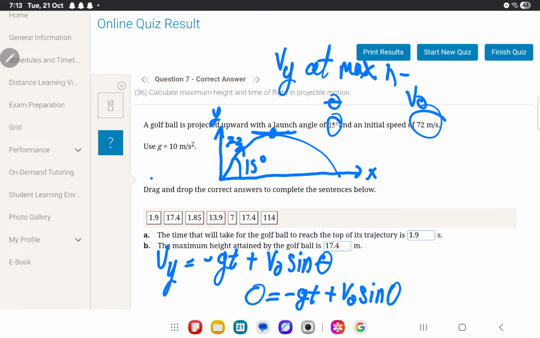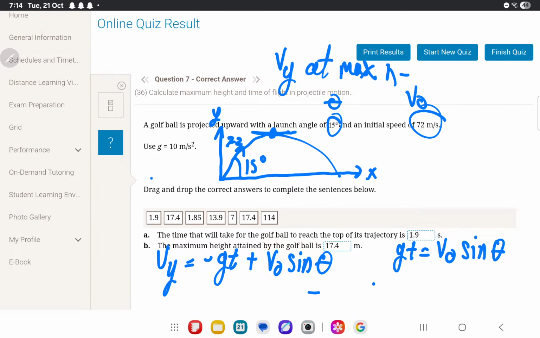Personally, I like taking gt to the other side because I'm explaining for some people who might not have an equation solver. If you have an equation solver, just plug in your values directly and solve for time. But if you don't, you're basically forced to take gt to the other side. So you're going to have gt is equal to v0 sine theta. I'm just rearranging so I can solve it straight away. So that means t is equal to v0 sine theta over g.